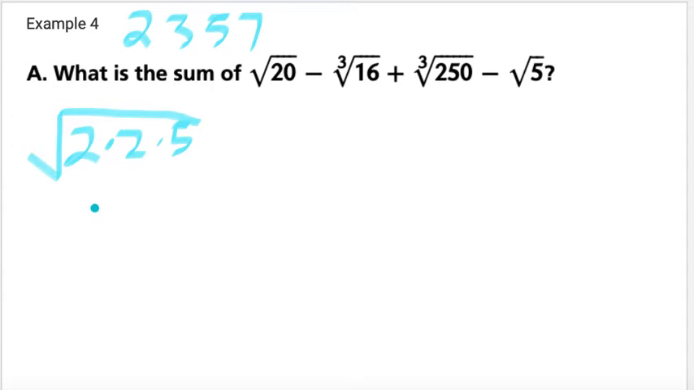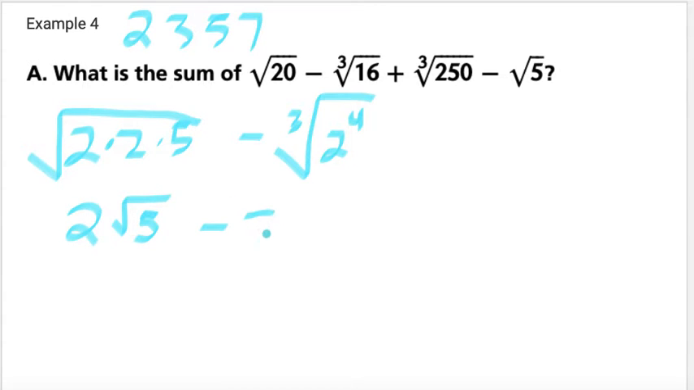We have a pair of 2's, so the square root of 20 can be written as 2 square roots of 5. The cube root of 16: 16 is 2 to the 4th power, so you can take out a group of 3. So this is minus 2 cube roots, but if you take 3 of them out, you still have 1 left behind.